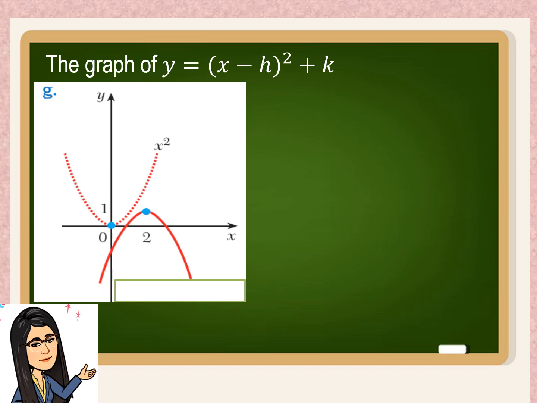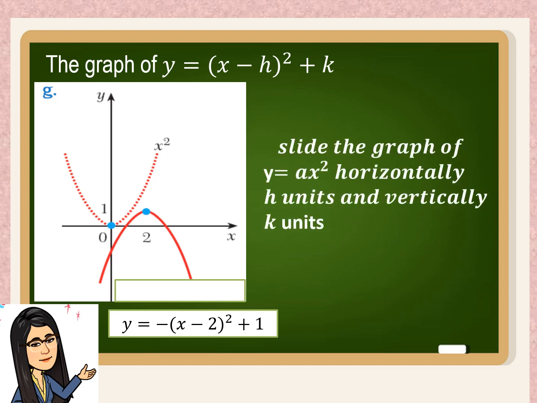But observe that the graph opens downward, so the value of a is negative 1. Therefore, the equation is y is equal to negative of the square of the quantity x minus 2 plus 1. In general, slide the graph of y is equal to ax squared horizontally h units and then vertically k units.